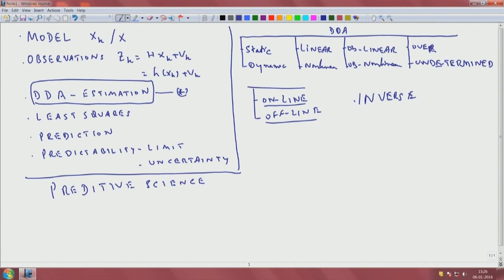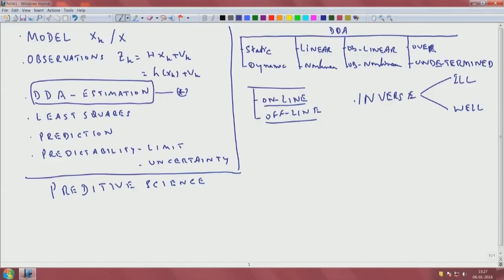And while trying to solve the inverse problem, we have talked about ill-conditioned problems as well as well-conditioned problems. Generally, inverse problems are hard to solve. A well-conditioned inverse problem is more easily solvable than an ill-conditioned inverse problem. We have given instances thereof. So with this, I think you get a good understanding of what this subject is all about.